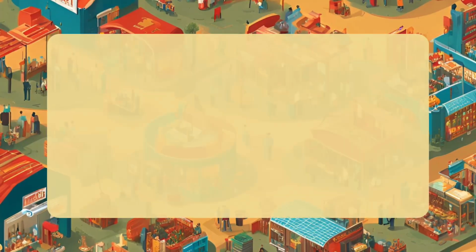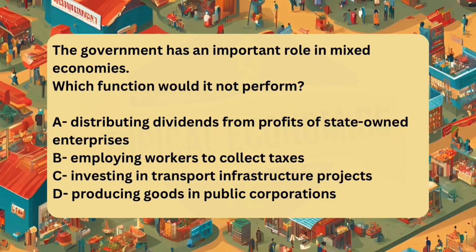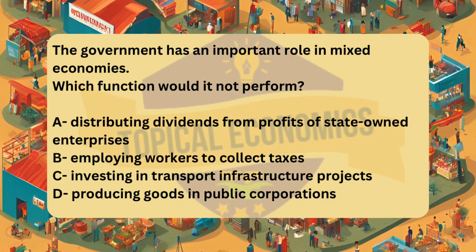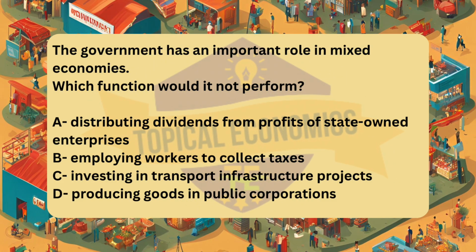Moving to question 11. The government has an important role in mixed economies. Which function would it not perform? A. Distributing dividends from profits of state-owned enterprises. B. Employing workers to collect taxes. C. Investing in transport infrastructure projects. D. Producing goods in public corporations. This question is from year 2019 October-November version 2 paper.